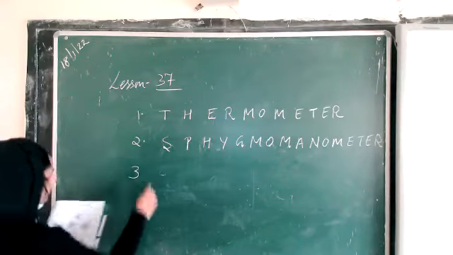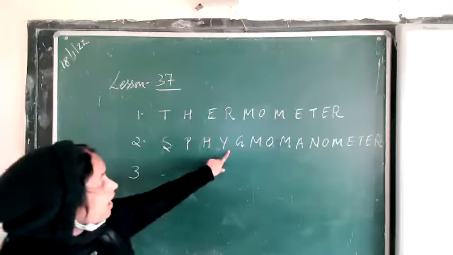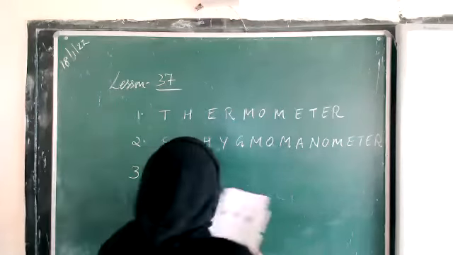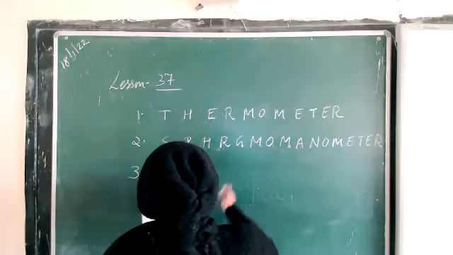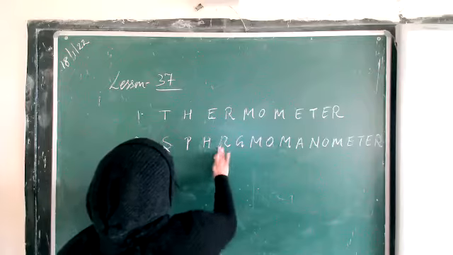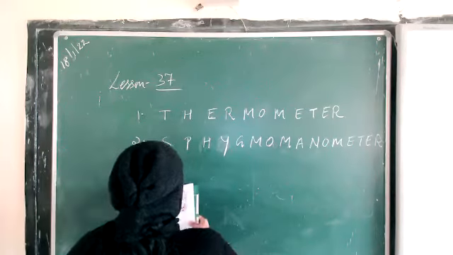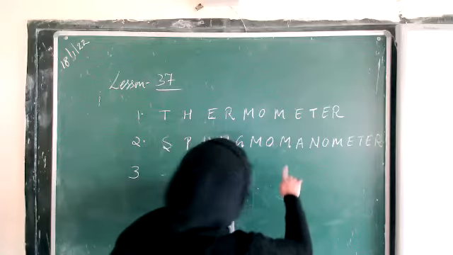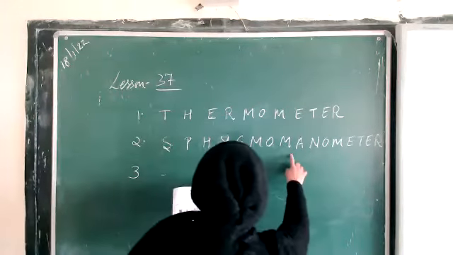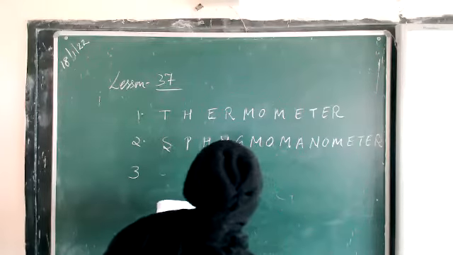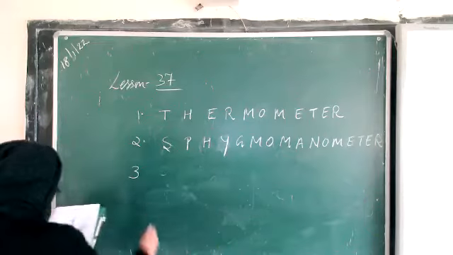Now the third one. Correctly write this. S P H, and Y is already given. You have to write G M O M A N O M E T E R. Correct, no?